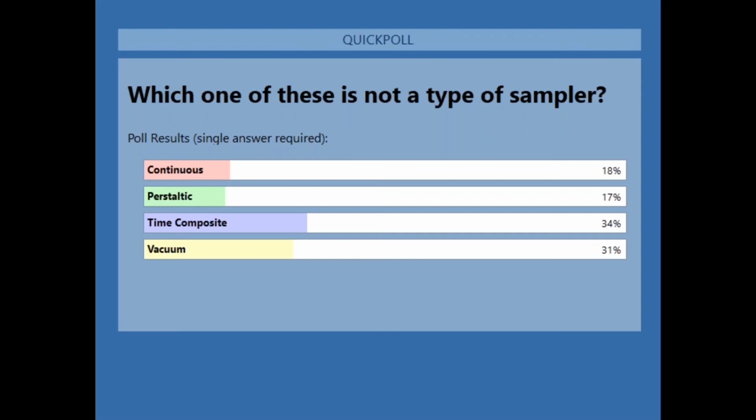So we're talking about types of samplers. You have a continuous sampler, which will sample continuously. You have a peristaltic sampler, which is the pump that it's using. Remember, the continuous one is the dipper. The peristaltic is the one with the wheels that spin, and the vacuum is the one with the pump that pulls the sample up like a piston. So time composite is a method of sampling. Remember, the methods are time and flow.